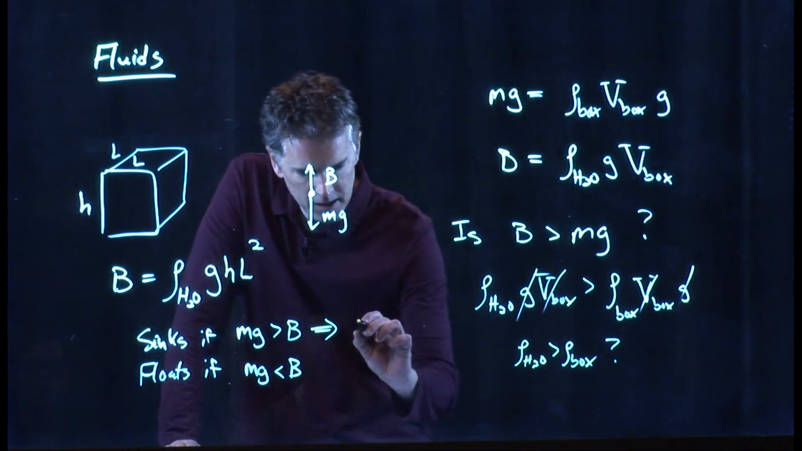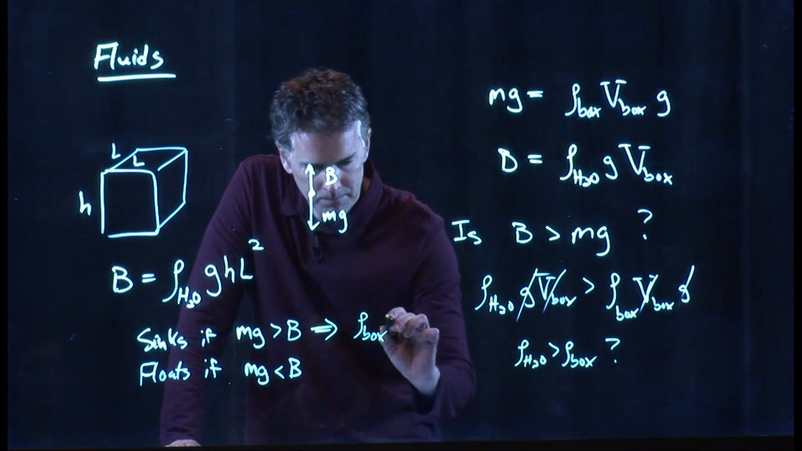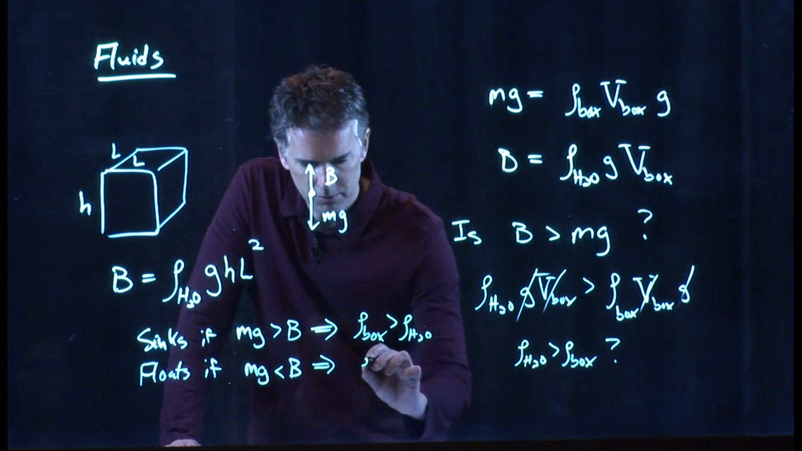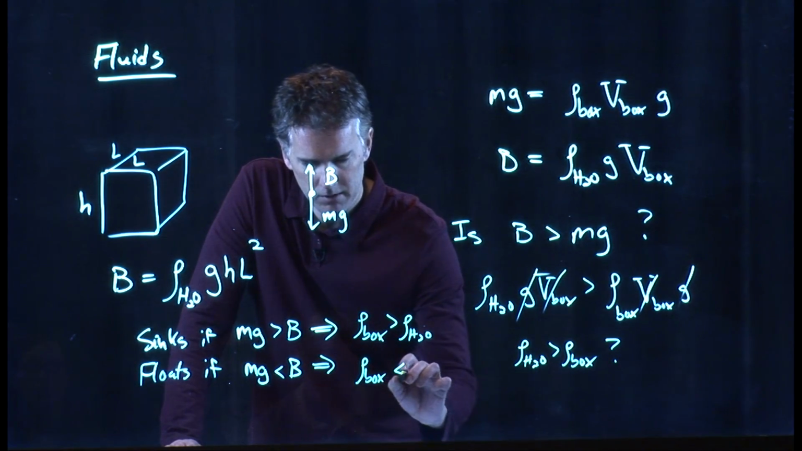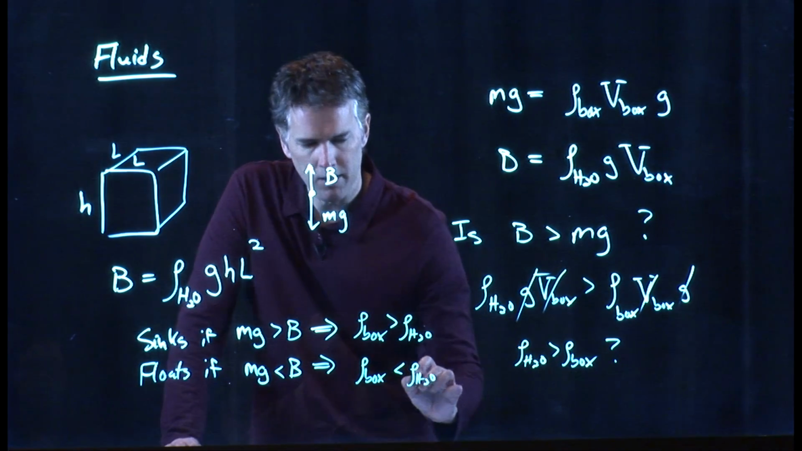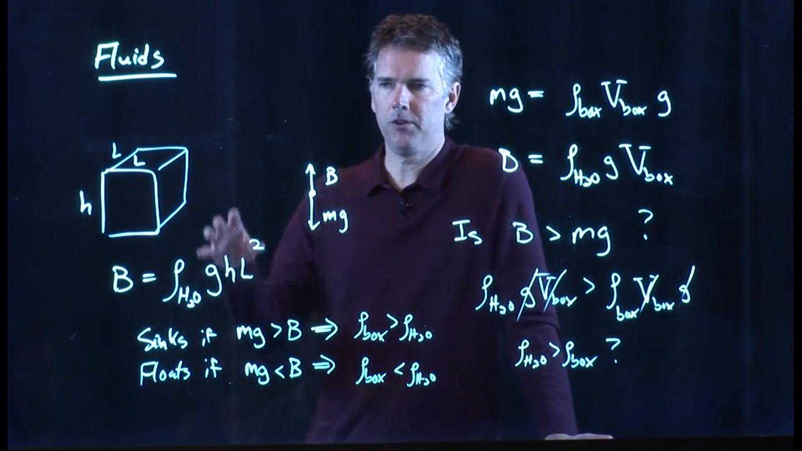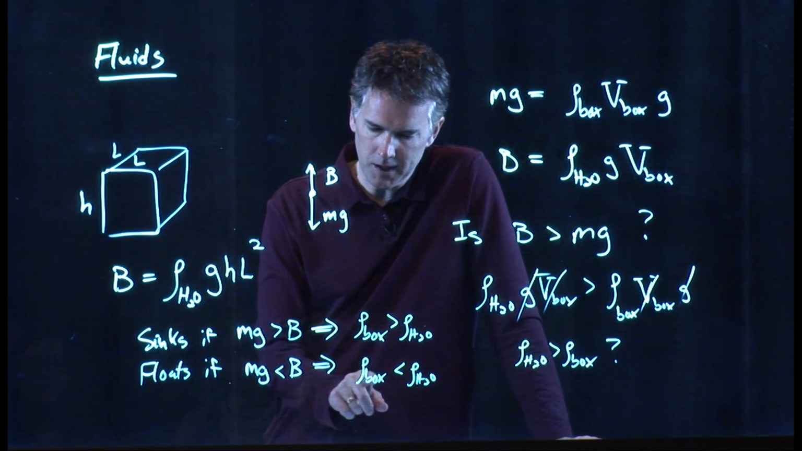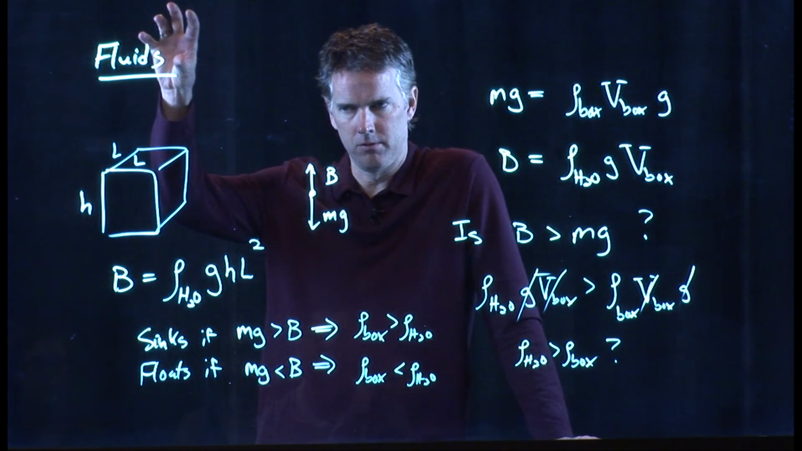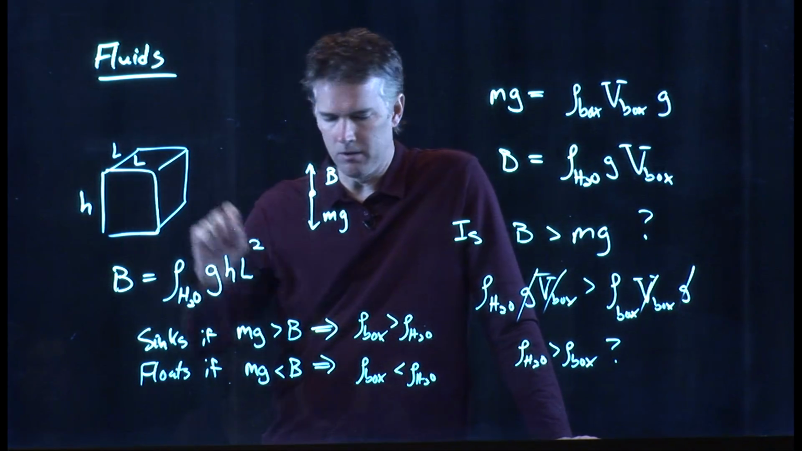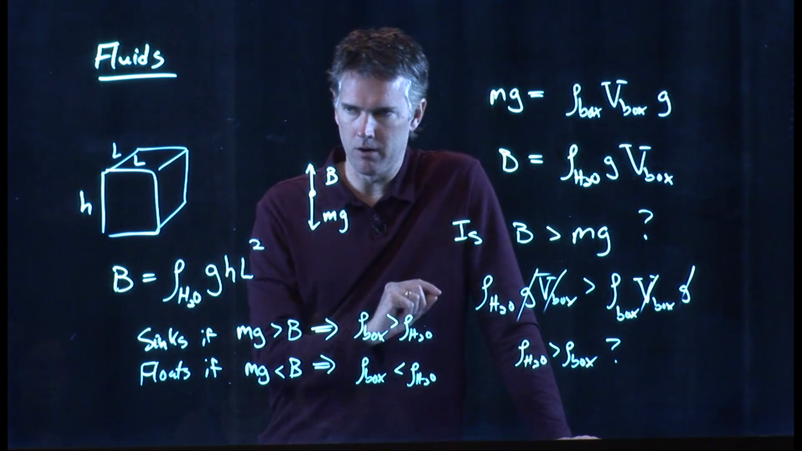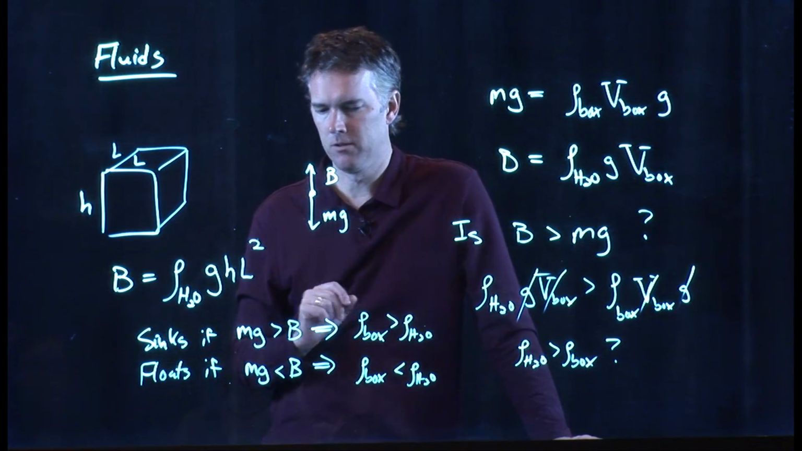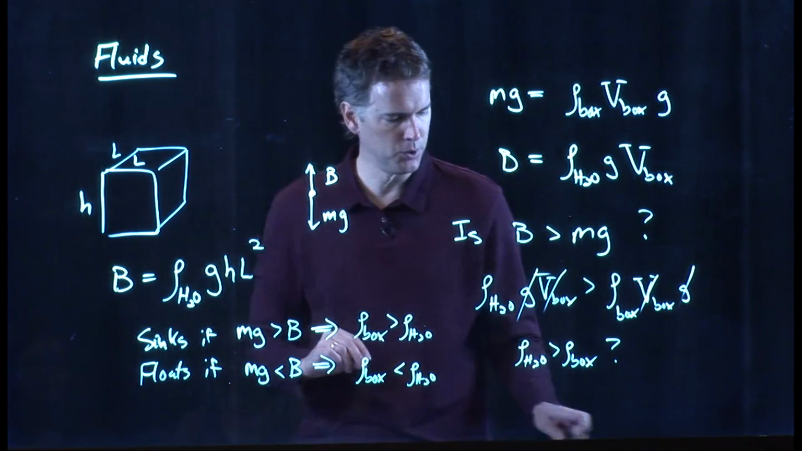So it sinks if the density of the box is bigger than the density of the water. It floats if the density of the box is less than the density of the water. And this you already knew. If it's styrofoam, the density of the box is certainly less than water. The box floats. If it's steel, then the density of the box is bigger than the density of the water, and the thing sinks. Okay? So it comes back to something that you kind of intuitively knew already.